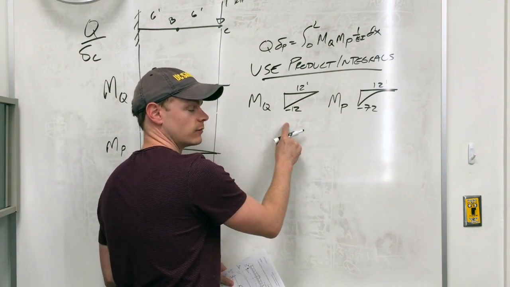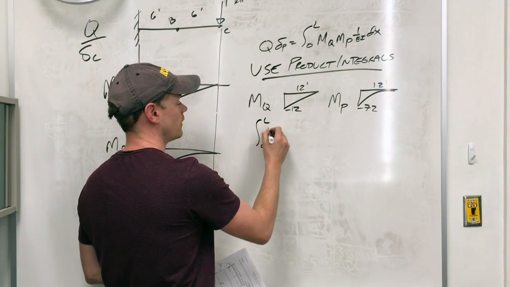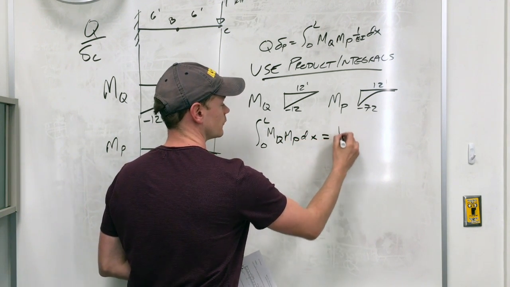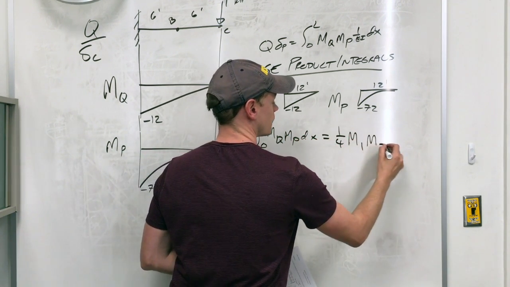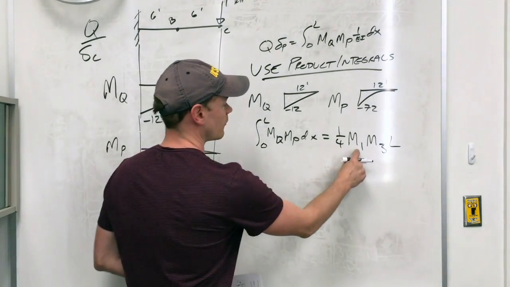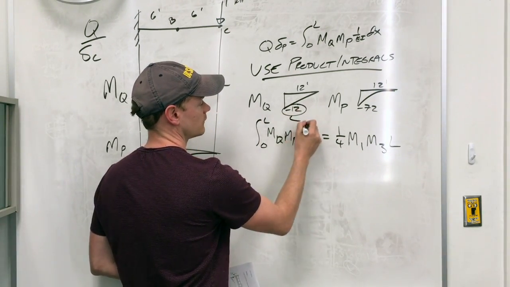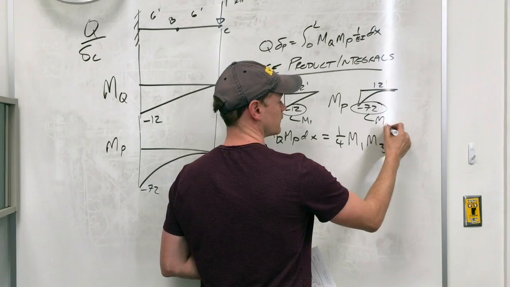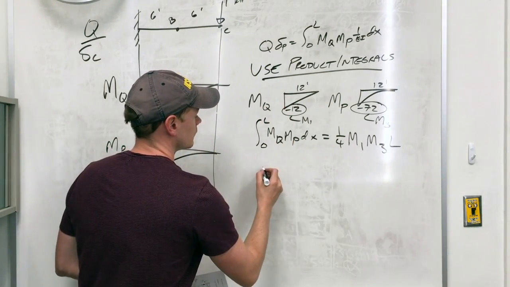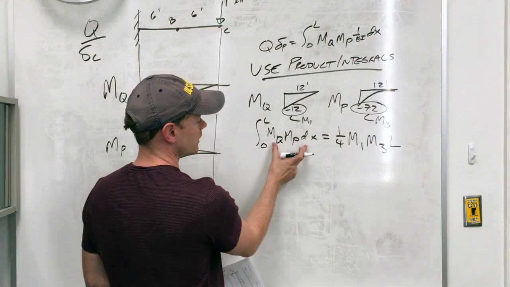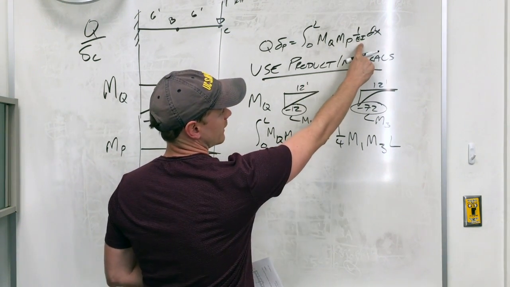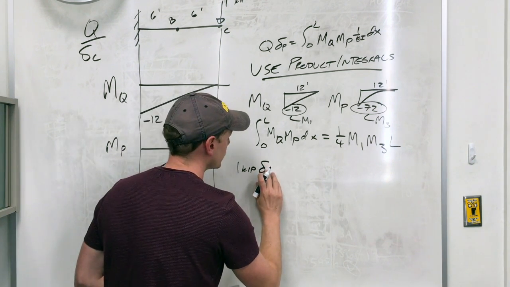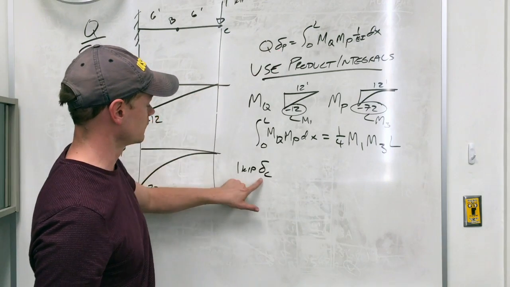So find these on the table and you'll see that the integral from 0 to L of MQ MP dx is equal to 1/4 m1 m3 times L. Now this m1 is this one here, you'll see on the table, and this is m3 on the table. So let's just plug it in. All I need to do is add the EI, so I can say 1 kip times delta C, right? That's my delta P, it is delta C now.